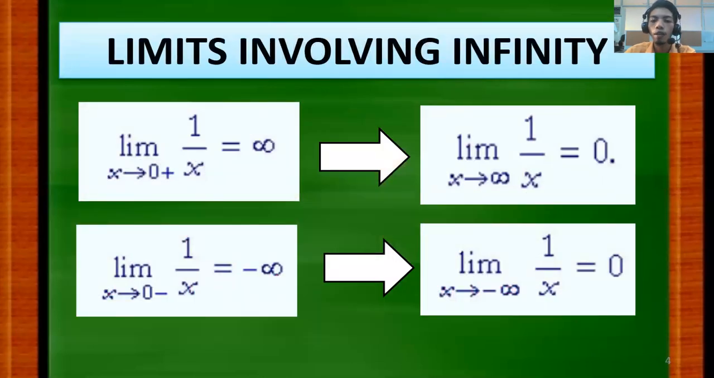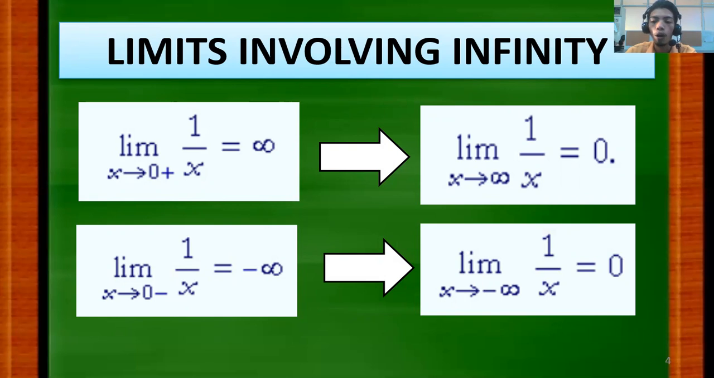So, in limits involving infinity, when we find the limit of 1 over x as x approaches 0 from the right, the answer is always positive infinity. Okay? Kapag ang notation natin ay 1 over x, as x approaches 0 from the right, that is positive infinity. At kapag binaligtad natin yung situation, kung ang limit of 1 over x as x approaches positive infinity, the answer is always 0. So ibig sabihin, kahit anong number na i-divide mo sa infinity ay equal lang din sa 0.